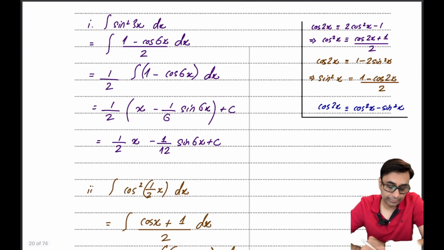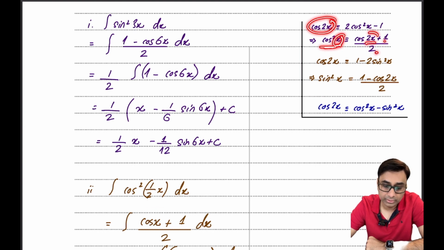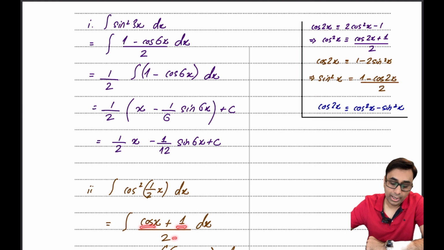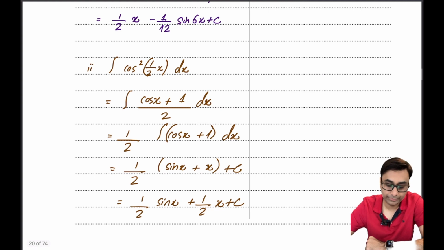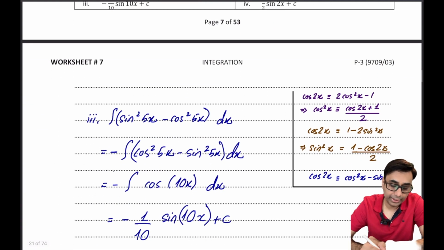Similarly, I have another example where I have to integrate cos square half x dx. I will use this form of the double angle formula. If cos square x is (cos 2x plus 1)/2, then with half x over here, I'll have the double of the half x angle, which will be x. So this becomes (cos x plus 1)/2, and the rest of the working is very similar to the previous example. Take half common, integrate cos x to sin x, integrate 1 to x, and then multiply by half to further simplify it.